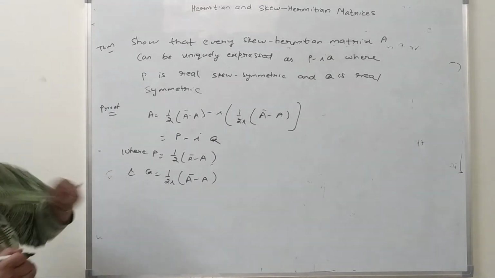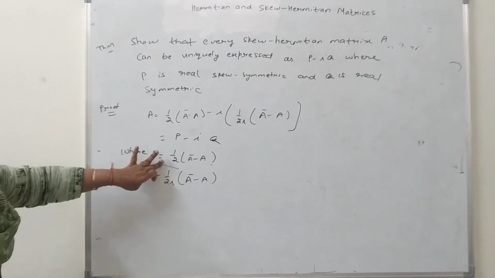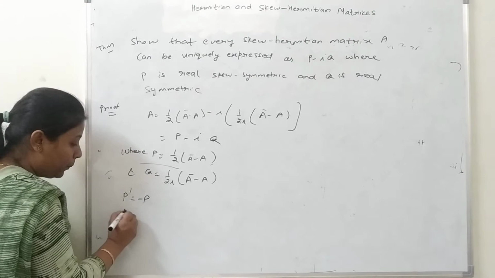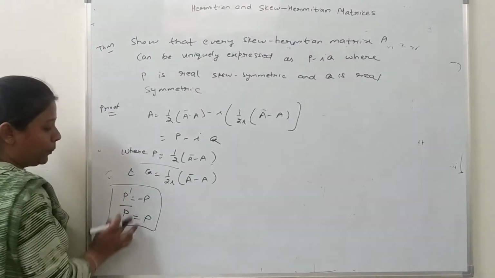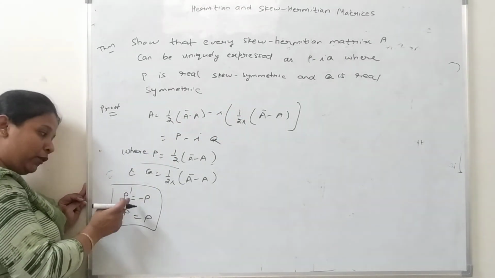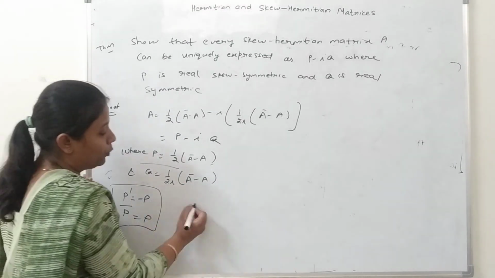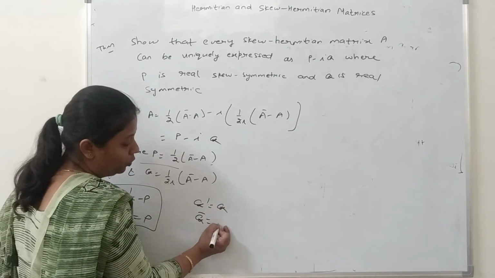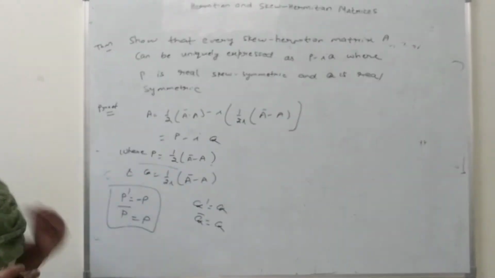Now you will prove P is real skew symmetric. For proving P is real skew symmetric, firstly you have to prove P transpose equals minus P, and P conjugate equals P. Then it will definitely prove that P is real skew symmetric. Real means when we take conjugate, it again becomes P. And for proving Q is real symmetric, you will prove Q transpose equals Q, and Q conjugate equals Q. By proving these two, you express A as P minus iota Q.